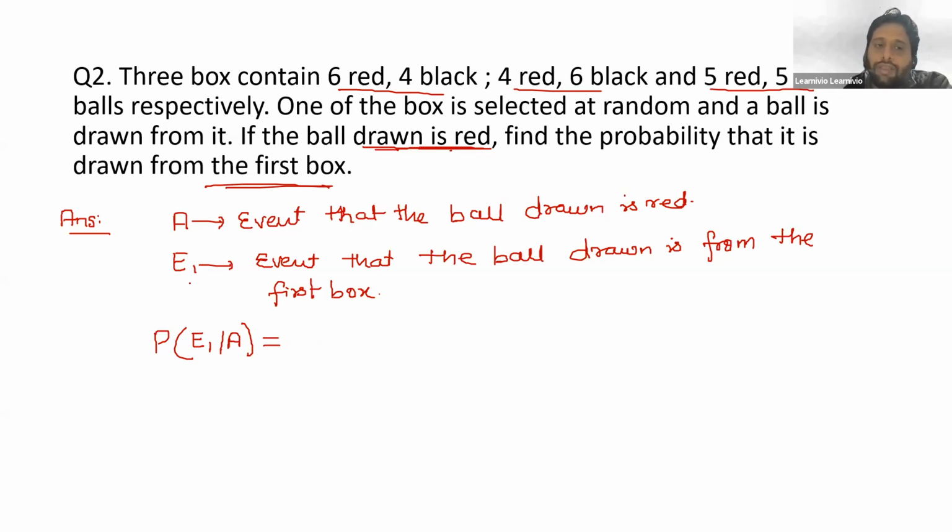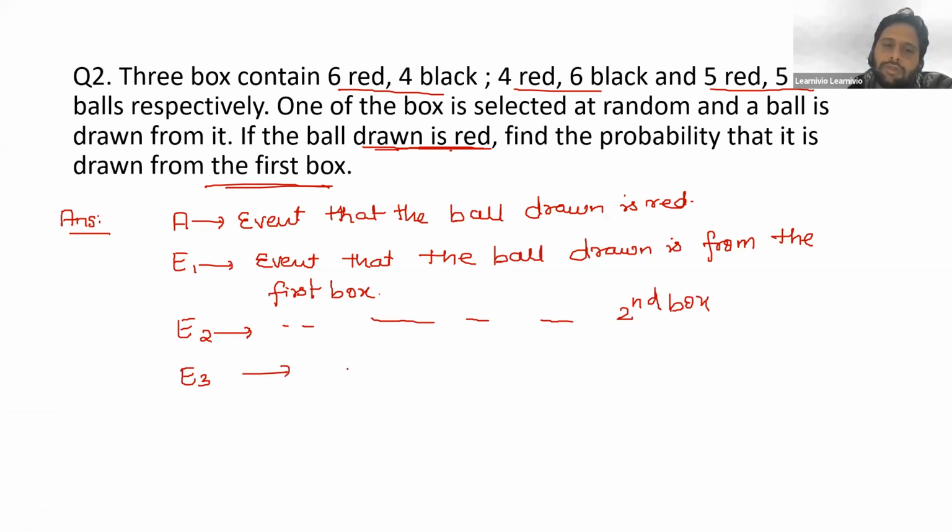So we have taken E1. Next, write E2, E3 if it is given in the question. So here, how many bags do we have? Three boxes. E2 is the event that the ball drawn is from the second box. E3 is the event that the ball drawn is from the third box.